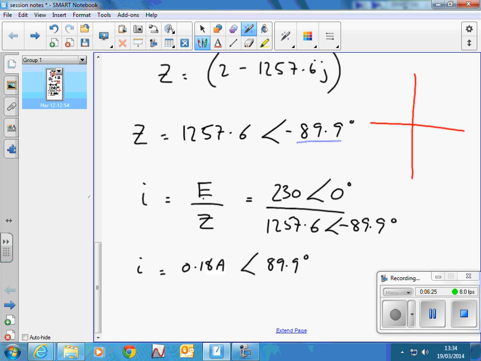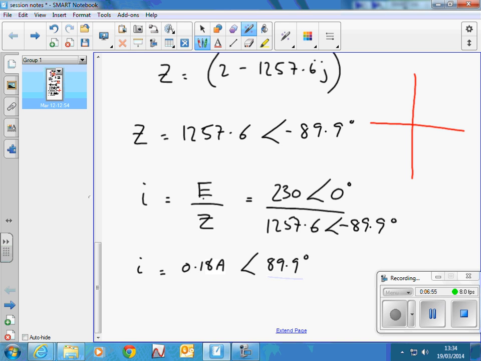Remember when we put the voltage in, the angle associated with the voltage is 0 because we're finding out what the phase angle is, or what the phase difference is between the current and the voltage. So the voltage is our reference, taken as 0. So what we're effectively saying is that there is a current of 0.18 amps, and it's leading the voltage by almost exactly 90 degrees out of phase. Okay?